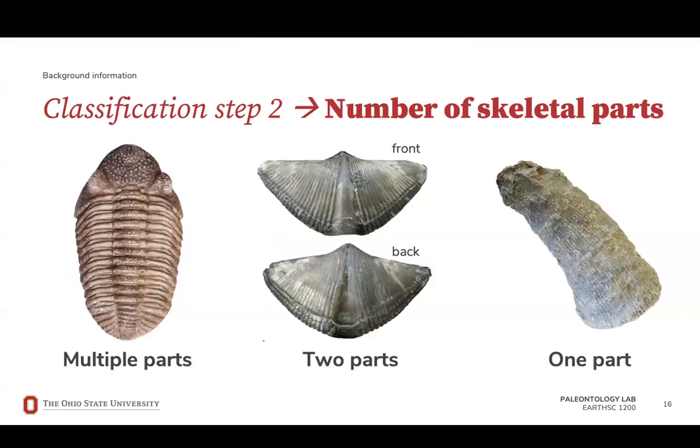Another major characteristic that is useful in identifying fossils is the number of skeletal parts. Remember, most fossils represent the preserved hard parts of an organism. Often, the entire organism is not preserved, and paleontologists must identify the fossil group from a fragment of an organism.